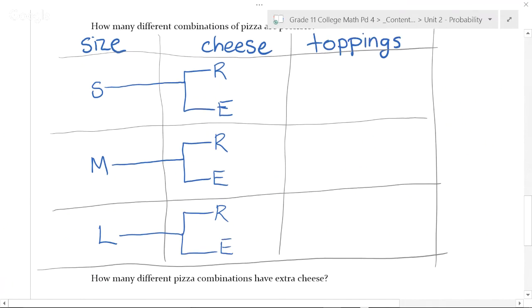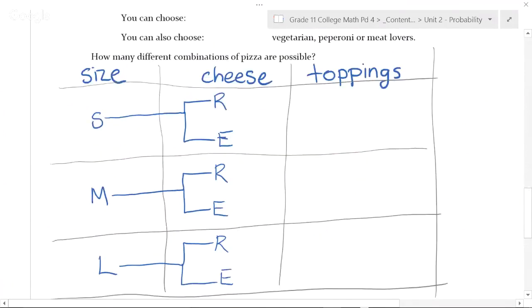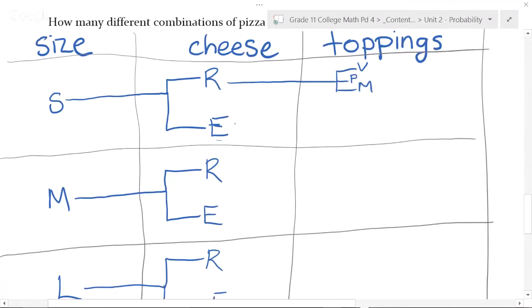And that brings us to toppings. We have vegetarian, pepperoni, or meat lovers. It's going to be messy, but we can do it. For the regular, I can do vegetarian, pepperoni, or meat lovers. And for that small with extra cheese, I can do vegetarian, pepperoni, or meat lovers. I should not have spread those out like that there. I didn't like that, sorry.